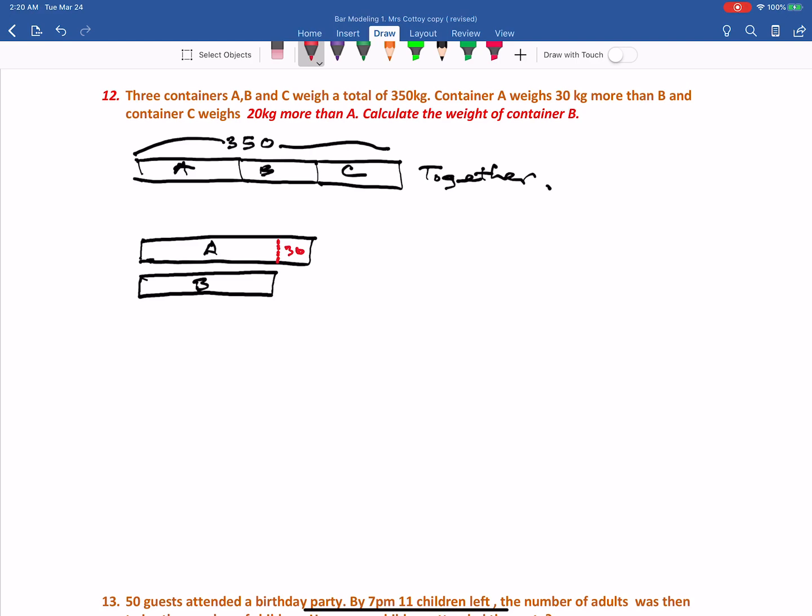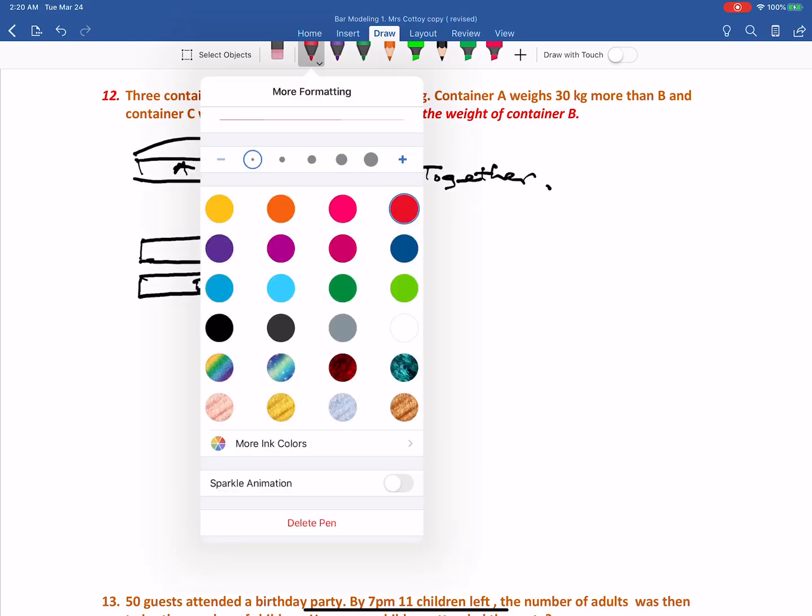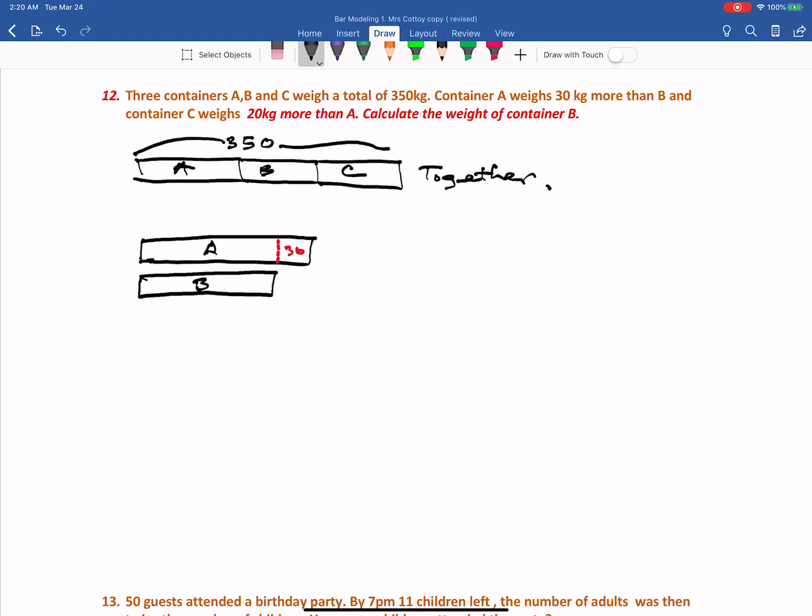And container C weighs 20 more than A. C is the winner. C is the big winner. So let's go and draw C. I'm going back to my black. Yes, C. C and A would have been the same. This is the point where they would have been the same. However, C had to be 20 more. So the 20 more is here. This is where they would have been the same.